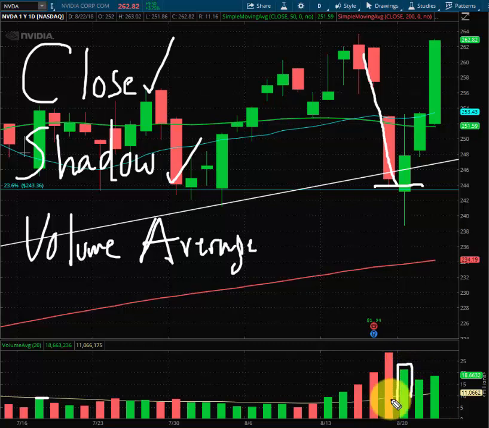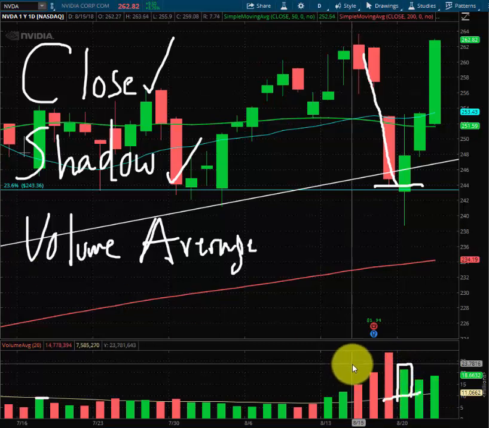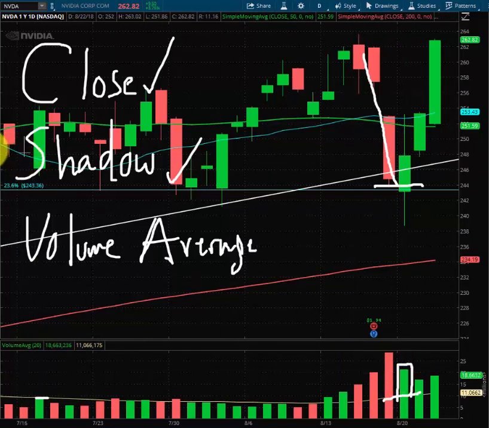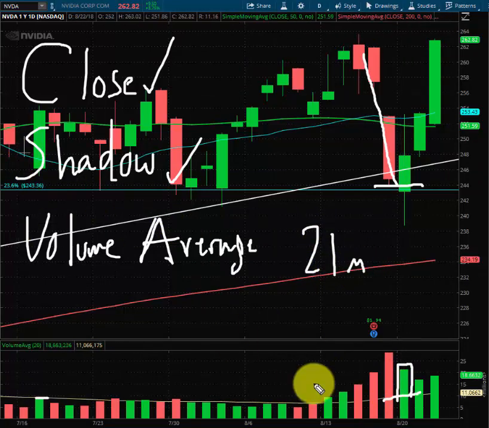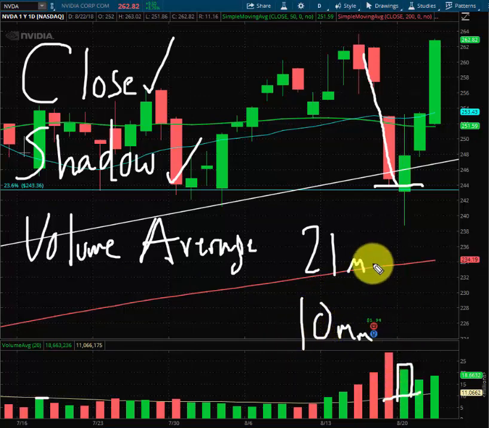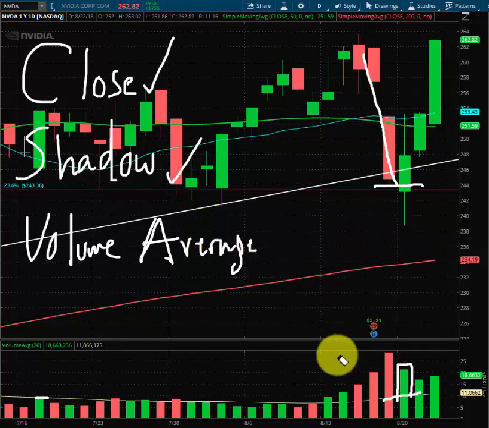Right here, that is well above the average line. Technically on that day we had 21 million shares and the average was 10 million. Again, it doesn't look like a huge jump at a glance, but that's technically a 100% increase in relative volume. Okay, so pretty big jump. And that high volume test earns it the third check mark here for a reversal.